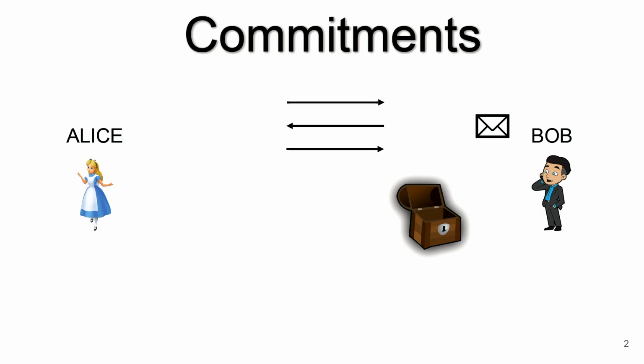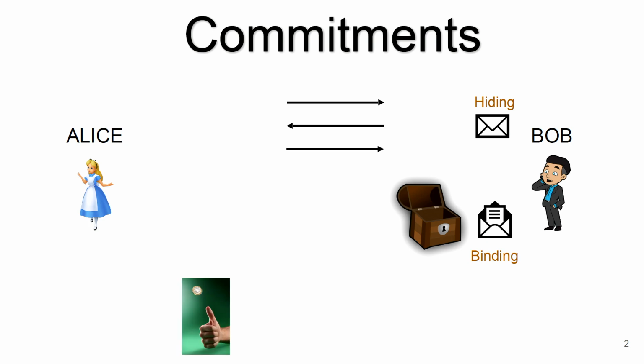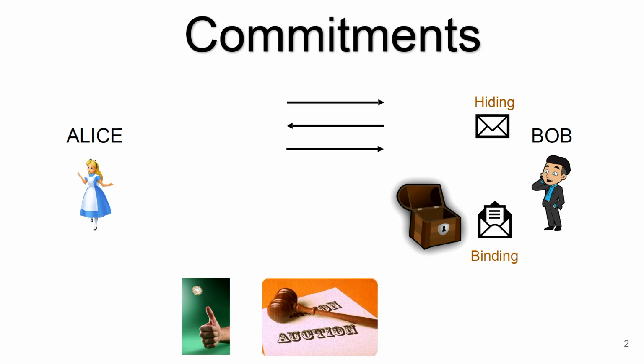So there are two guarantees that we want. We want hiding, where in the commit phase, the message should be hidden from Bob. And binding, which says that Alice should not be able to open to a different message than what she originally intended. This is useful in coin flipping, auctions, and multi-party computation in general.